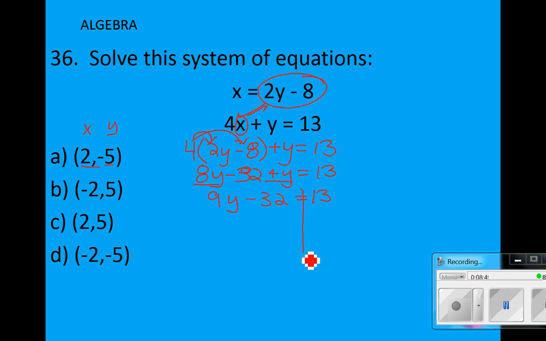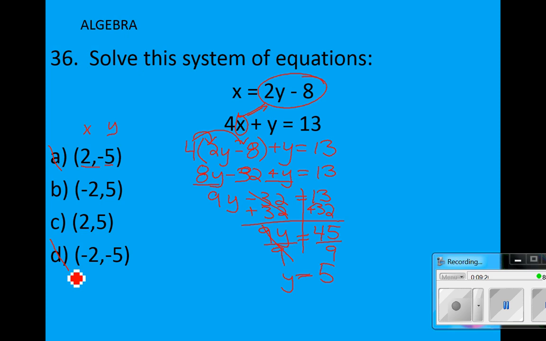Now I have a two-step equation. Plus 32, plus 32. 9y equals 45. Divide by 9, divide by 9. y equals 5. Then I can look at my answer choices, and I could immediately eliminate A because it has a negative 5, and D because it also has a negative 5.